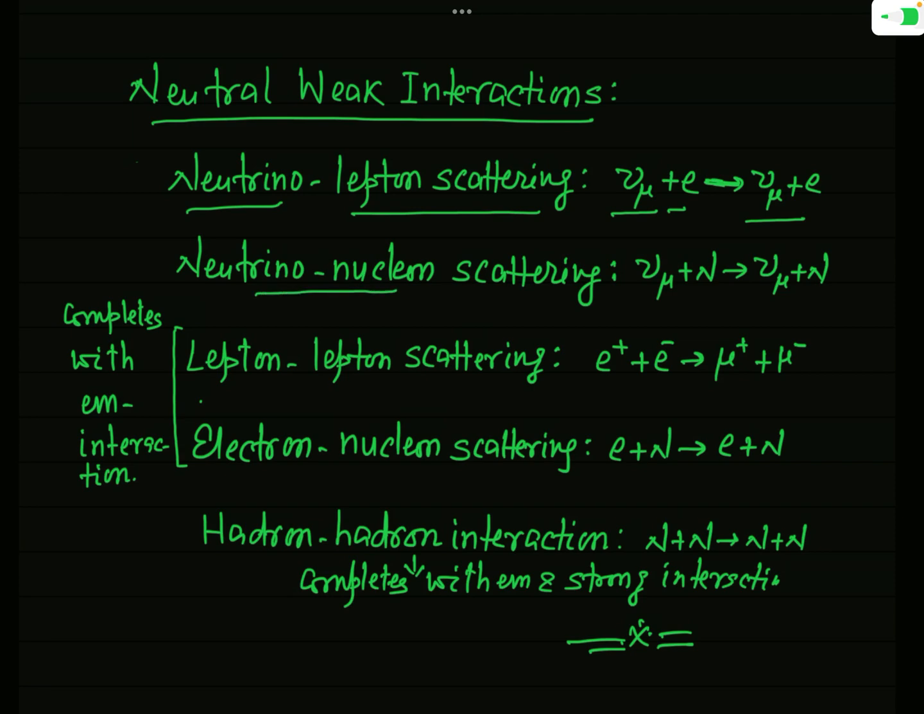Here the neutrino is scattered by this neutron, and this is also an example of a weak interaction. When we see these two examples, only weak interaction takes place here. But now we will see another example, which is lepton-lepton scattering. You can see e plus plus e minus, that is mu plus gives mu minus. And electron-nucleon scattering, you can see e plus N gives e plus N.